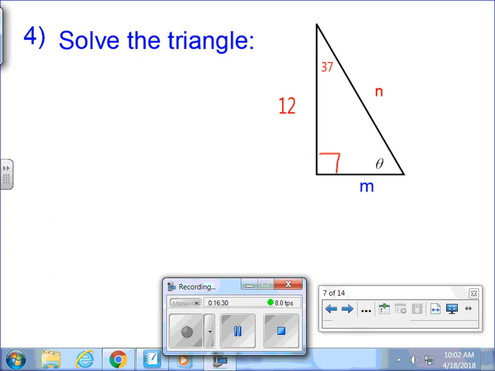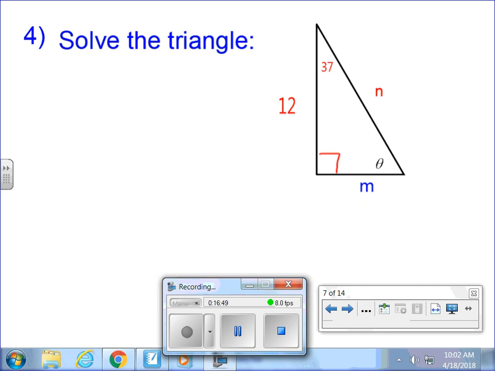Oh, we're back recording. We're going to solve the triangle. That means find every missing part. You might need to put a theta in. I can't remember if I put it in before I printed your study guide. I did. Awesome. So we're going to solve for theta. I would actually do that first. And then we're going to solve for m and solve for n. So how can we get theta super quick?